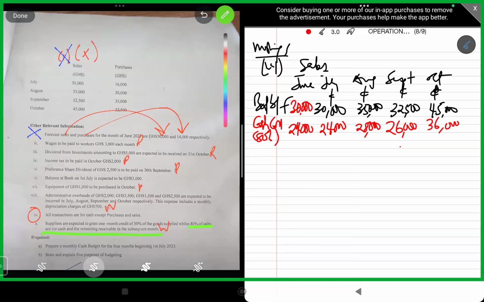We are still on the X. In June, it says 80% is for cash. Okay, let me explain it. It says that the June figure is 30,000. That's the sales. But out of these sales, cash collection will be 80%. In other words, they will collect cash of the sales in June.